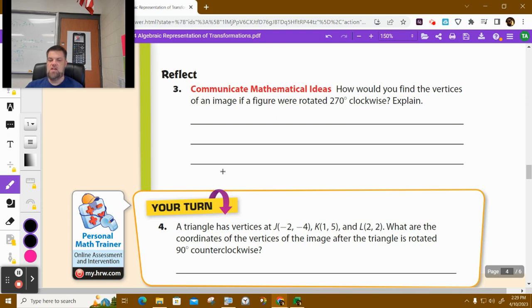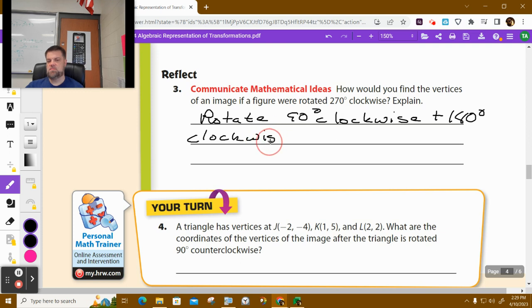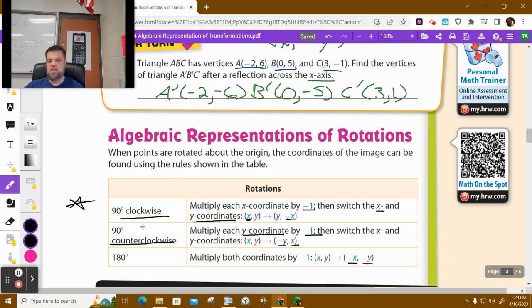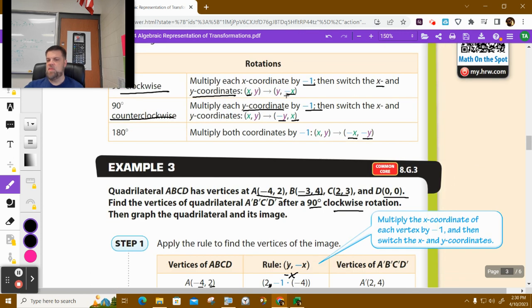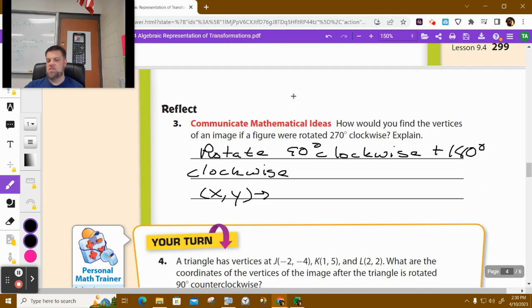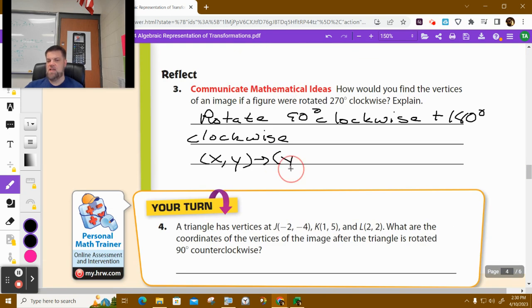How would you find the vertices for that? Well, how about you rotate 90 degrees clockwise plus 180 degrees clockwise. Now this is going to take some thinking. So we're going to start with X, Y. That's a point. And then we're going to do 90 degrees. So 90 degrees, I'm going to go back up here, clockwise. We flip Y and X, and then we make it -X. So this is our 90 degrees. We're going to say Y, -X. So that's the 90 degrees.